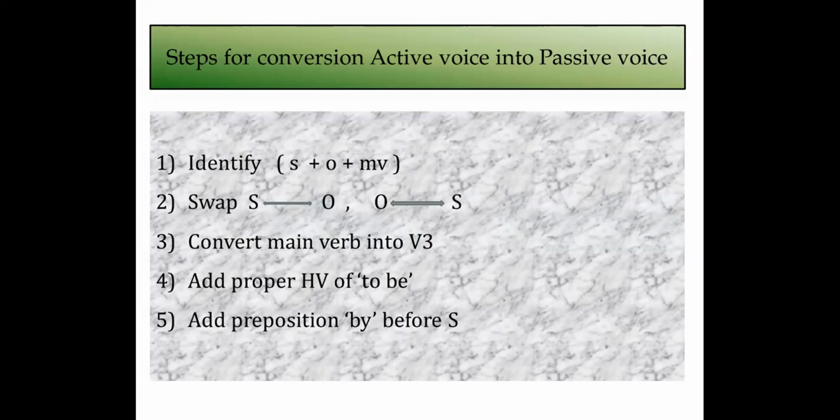Then we have to convert the main verb into the third form of verb, V3. Then add the proper helping verb of to be. Just now we have seen the to be verbs. And add the preposition by before S, meaning add the preposition by before the subject.